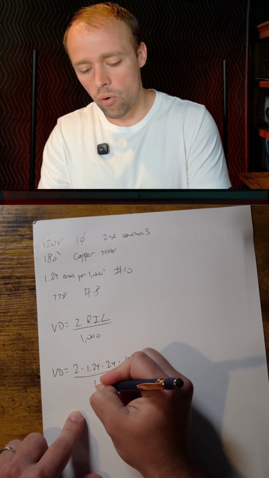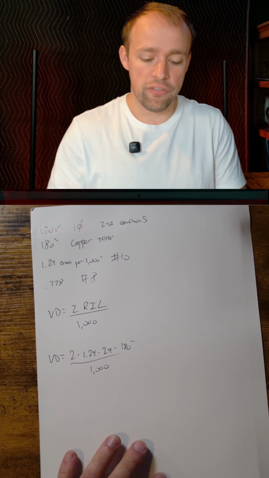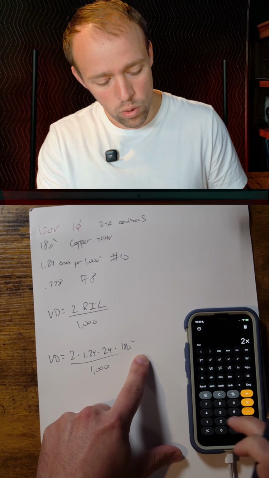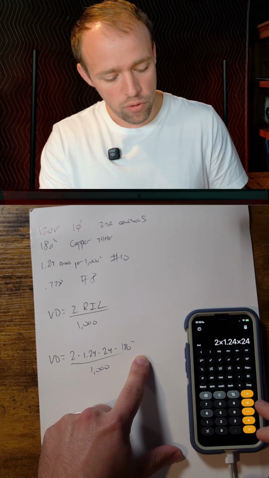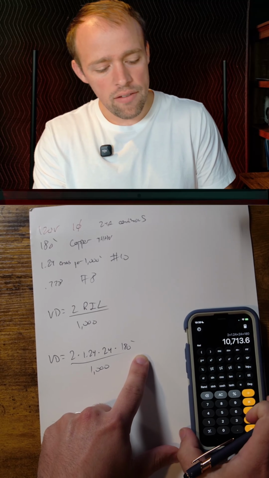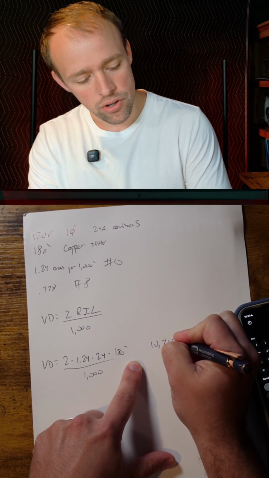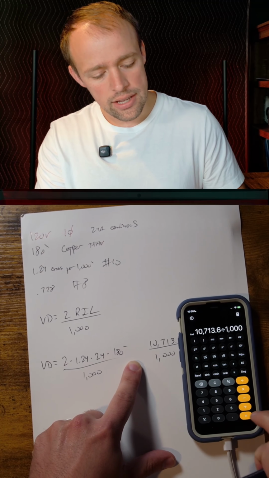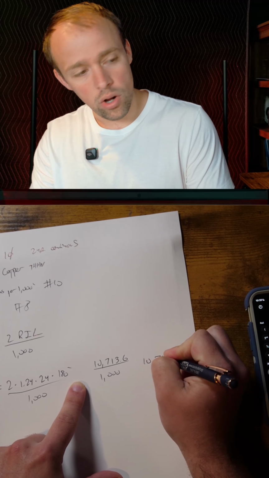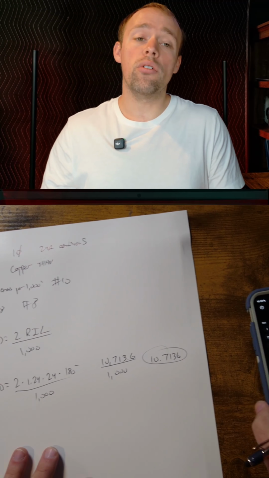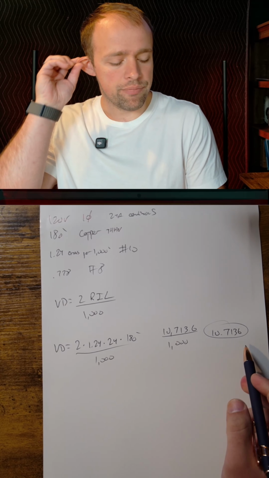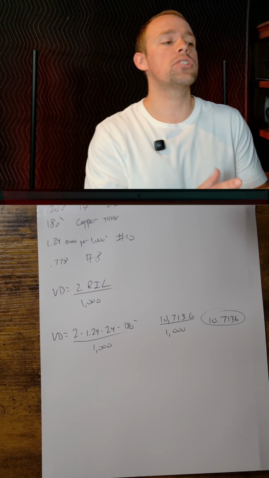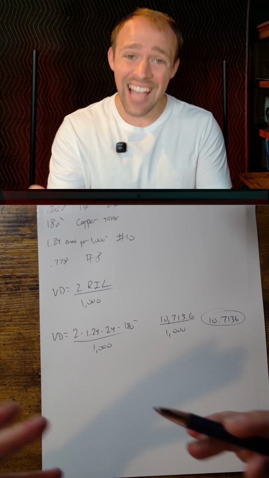180 feet and then over 1,000. So there we go. We have our formulas filled in. Now I'm going to answer the numerator, which is the top number here. So 2 times 1.24 multiplied by 24 multiplied by 180 gives me 10,713.6, divided by 1,000 gives me 10.7136. Okay, so that's the total voltage dropped here. I'm going to round to the nearest hundredth, so 10.71 is what I'm going to use, because question 2 says determine the percent voltage dropped.